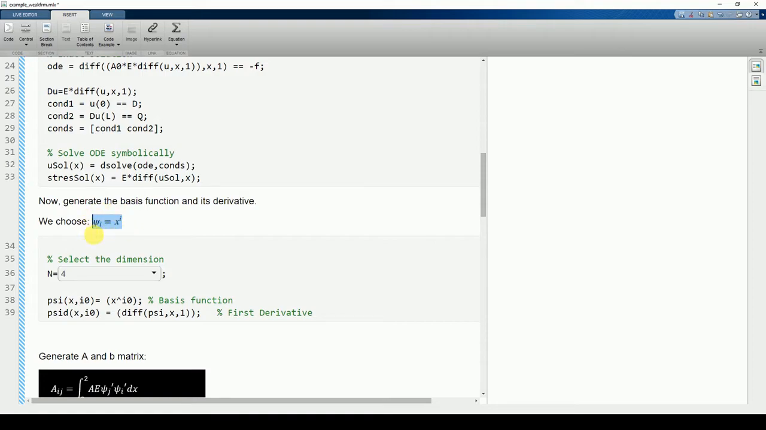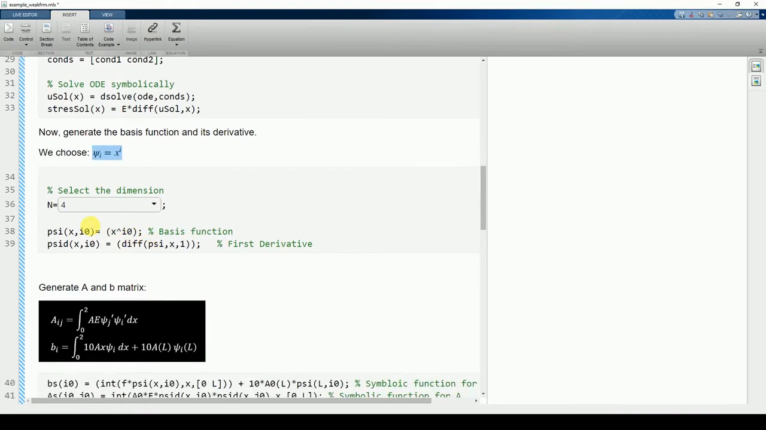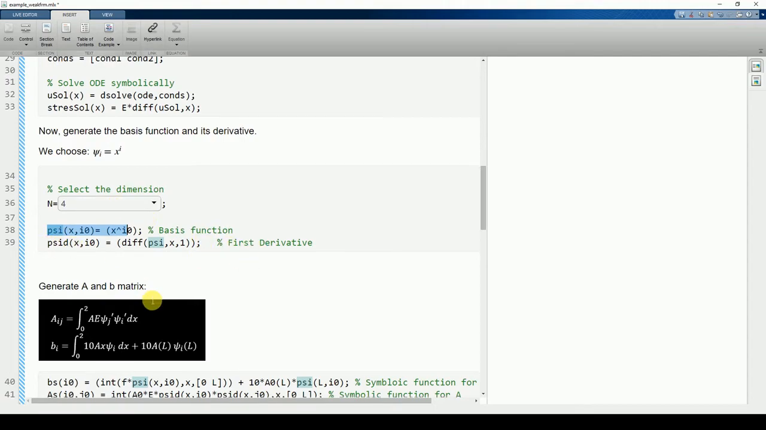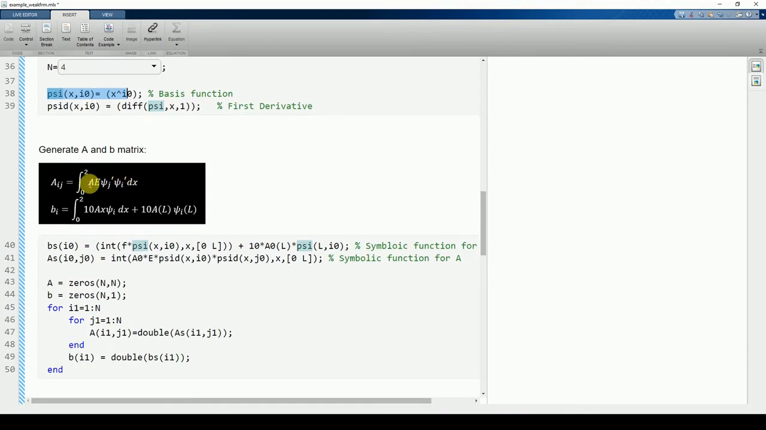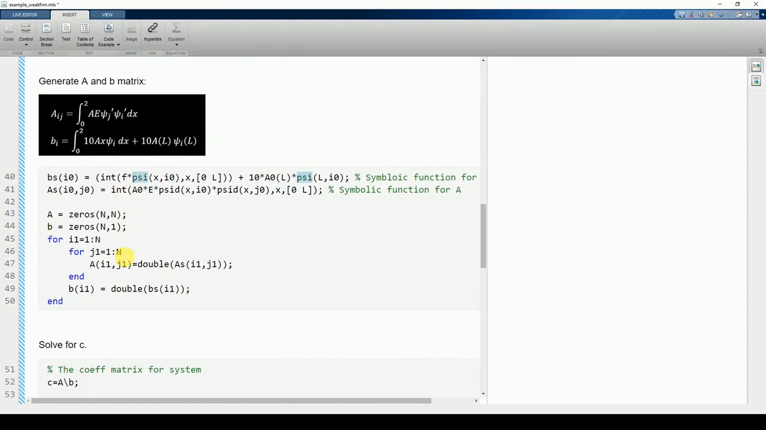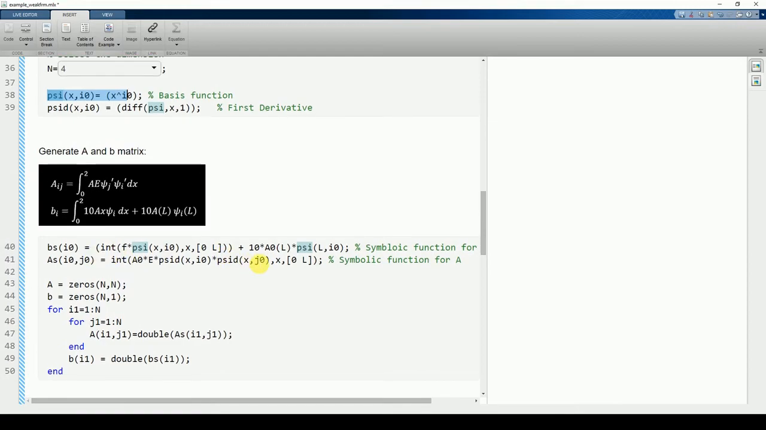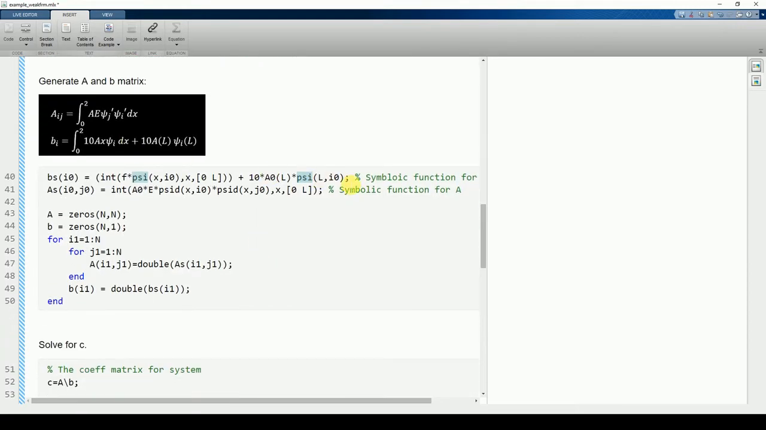and here we can select the dimensions. Similarly, we construct psi I and psi I d. These are symbolic functions again, and then we go on constructing the A and B matrix that we have calculated like this. Just writing this thing here, which is BS and AS. These are nothing but functions. These are not vectors or matrices. These are just symbolic functions.